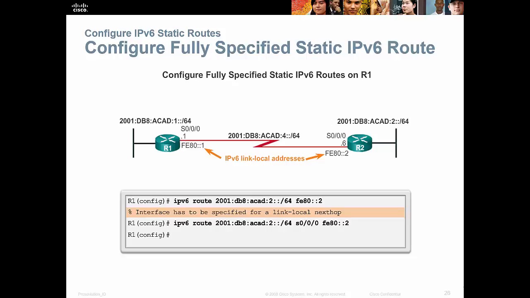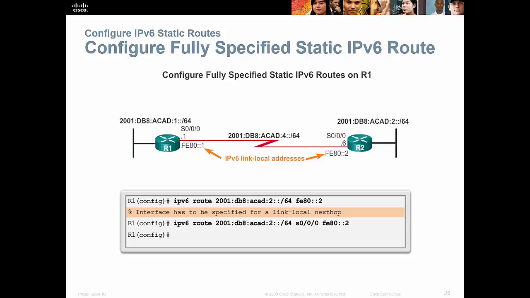So to target the next hop, we typically want to use the link local address of the interface. That's shorter. So for router 1, the link local in this example is FE80::1. For router 2, it's FE80::2. And in the configuration here, we see the command ipv6 route, the IPv6 address, and then the next hop, which would be FE80::2.